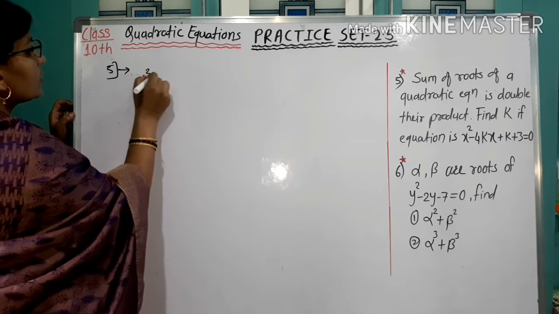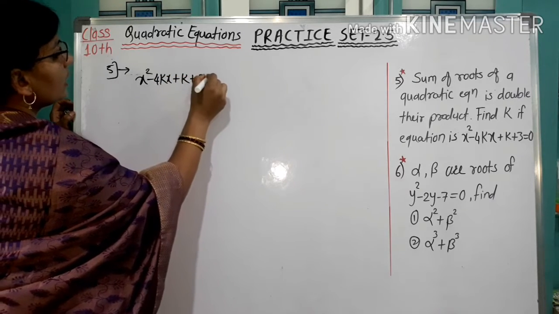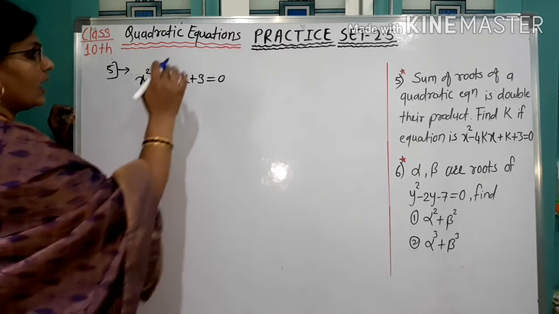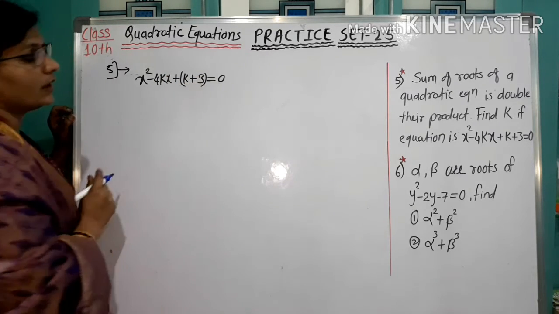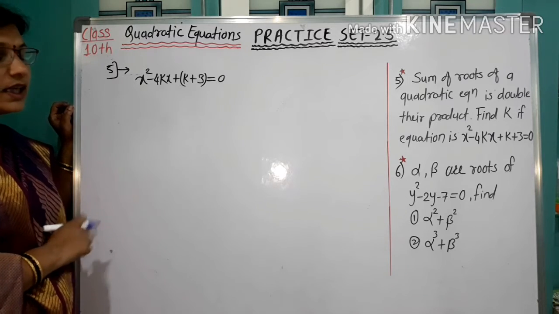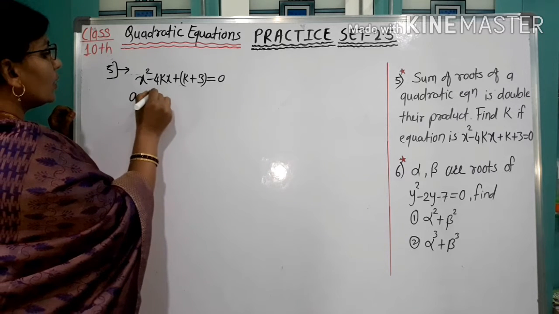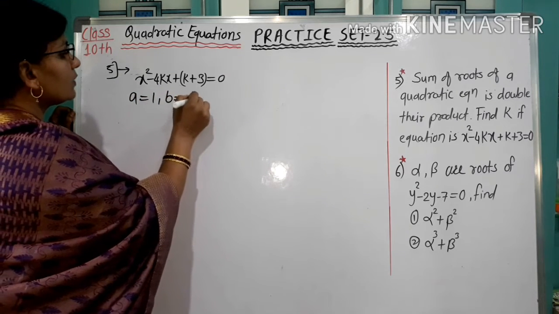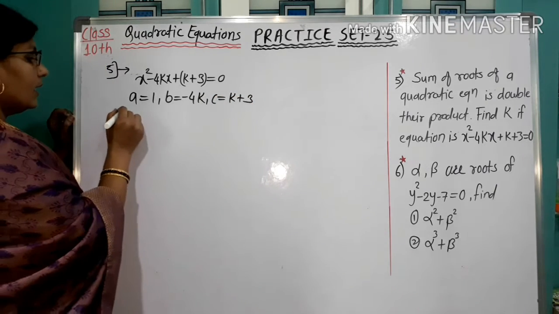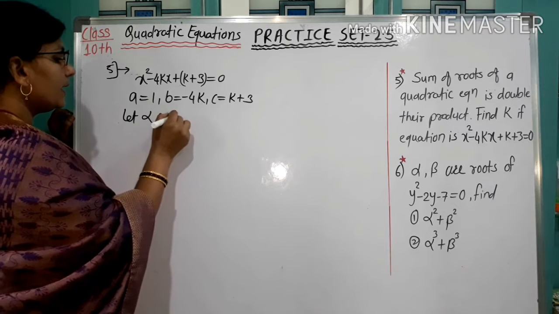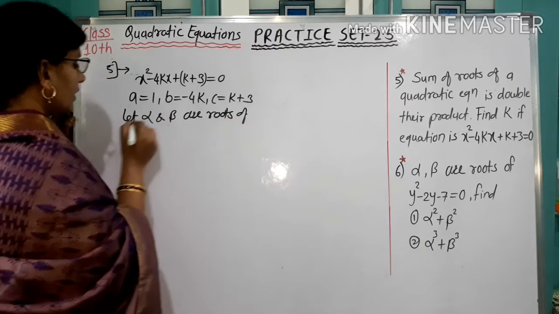The given equation is x square minus 4kx plus (k plus 3) equal to 0. Here I write this k plus 3 in the bracket. Then, comparing this equation with ax square plus bx plus c equal to 0, we have a equal to 1, b equal to minus 4k and c equal to k plus 3. Let alpha and beta be the roots of the given equation.